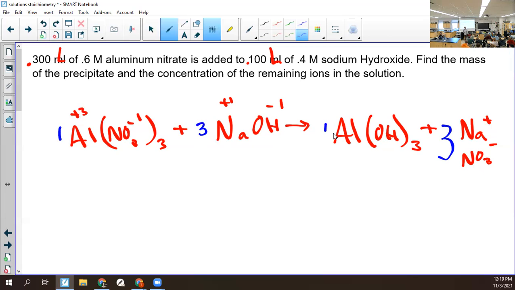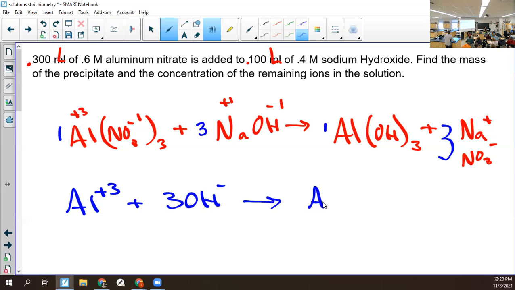All right, I would worry about the net ionic more. So I don't have to do every single thing. If I just write out the net ionic, that's really the thing that's happening. So I have Al plus 3 and OH minus goes to Al(OH)3 solid. I never did do this. It's okay if you don't, but I should probably.